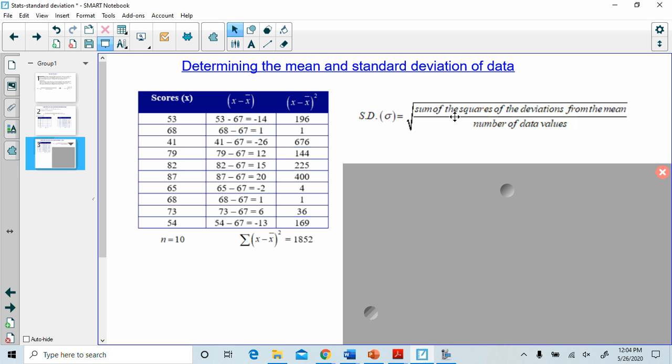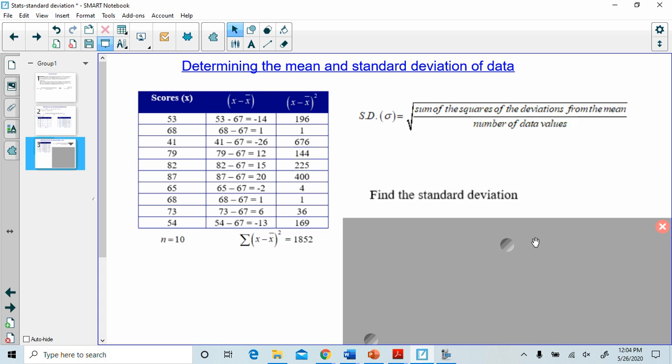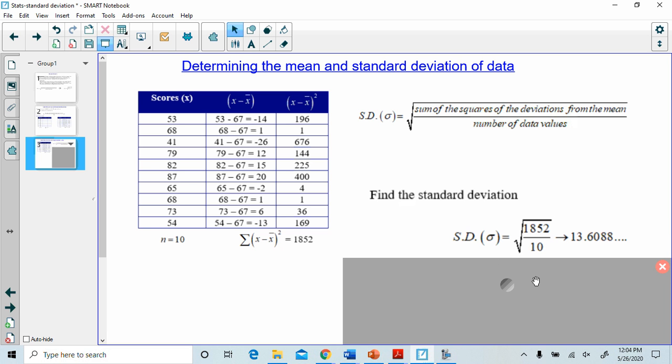Okay, so now we just put into numbers what the words say. We're going to take the sum of squares of deviations from the mean. So we have that value of 1,852, divide that by the number of terms, which is 10, and take the square root of it. And we get about 13.6088 in some repeating decimal.